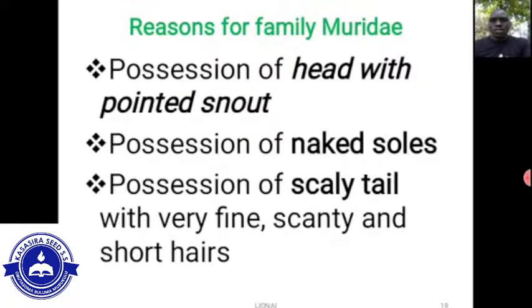So let's look at family Muridae. One is possession of a head with a pointed snout. The head is always pointed, and we shall see why. Then possession of naked soles. If you look at their palms or soles under the feet, you find that they don't have hair, they are naked. Then possession of a scaly tail with very fine, scanty and short hair. The tail has scales that overlap each other and very scanty hair. We shall probably see why the tail looks like that.